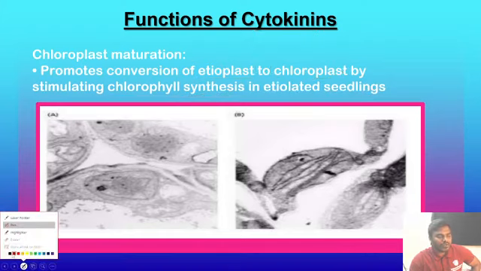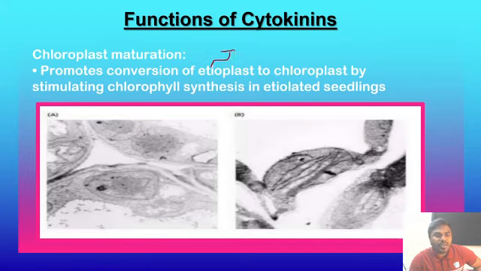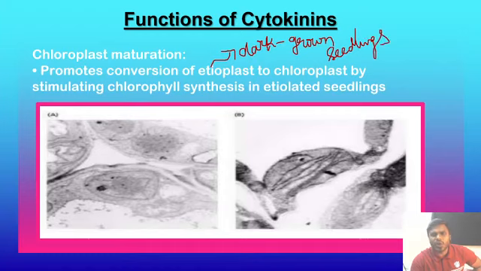I have told all of you many times, what do you mean by the word etioplast? Friends, etioplast means dark grown seedlings which are growing in the dark. So if this etiolated seedling or the etioplast wants to perform photosynthesis, it compulsorily requires chlorophyll. Whenever there is a synthesis of chlorophyll in the etioplast, the etioplast is basically converted into the chloroplast. How? Just by the synthesis of chlorophyll.